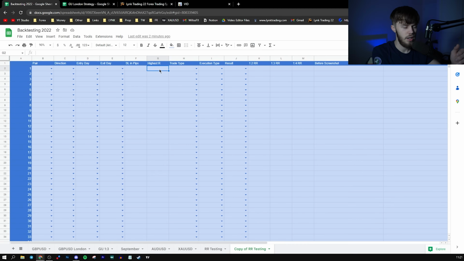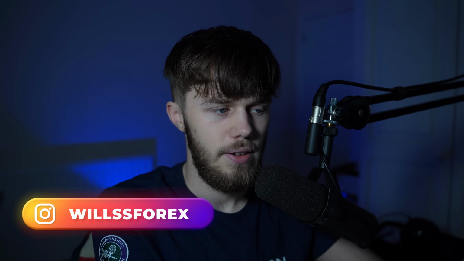And when we go on to the risk to reward in a minute, you'll see why this is quite important. Highest R, this is obviously just relating to this, so we'll come on to that in a minute. Then we have trade type, and trade type is kind of like my overall bias. So the next one is execution type, so we'll put them together.